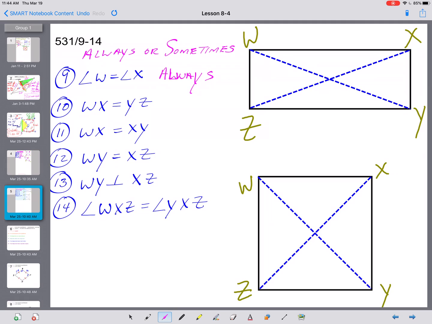Okay, always true. The next one, WX equals YZ. Opposite sides are congruent. That's true for all parallelograms. WX equals YZ, yes, always true. WX equals XY. Well, in the top one, it sure doesn't. In the bottom one, it does. Well, sometimes it's true, but not always.